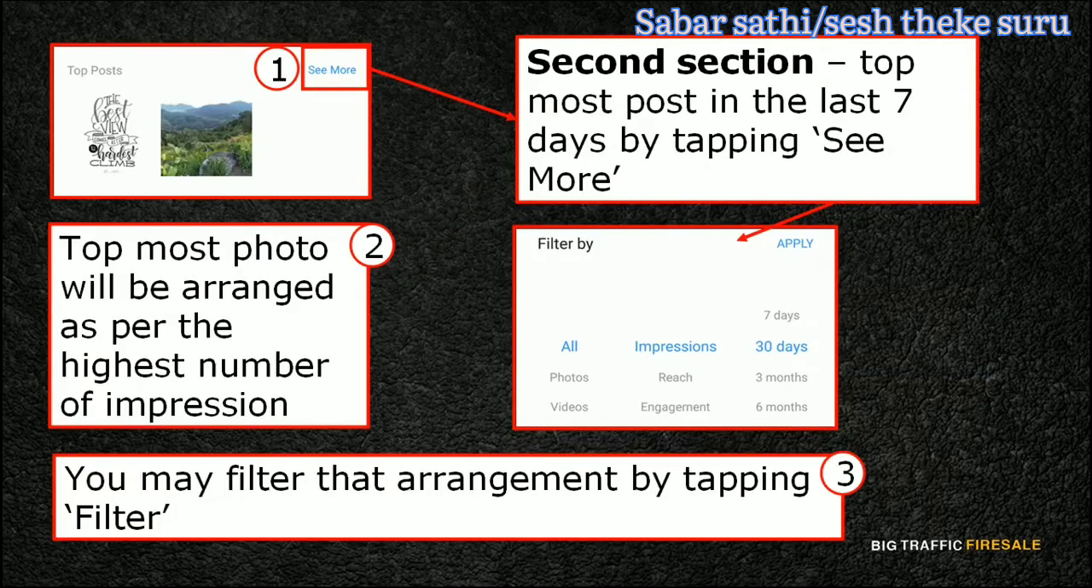The second section provides you with the top most post in the last 7 days. You may tap the See More icon and be directed to the most popular post you've had over the last 7 days. At default, the topmost photos will be arranged as per their highest number of impressions. You may, of course, filter those arrangements by sliding up the filter option.